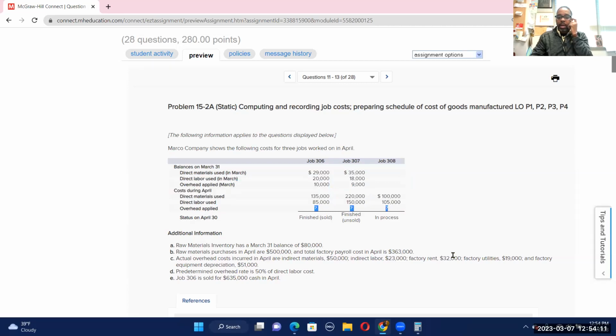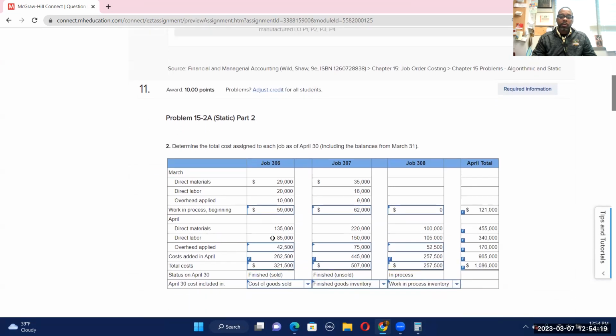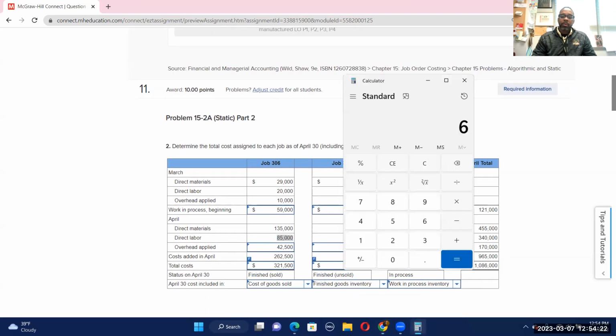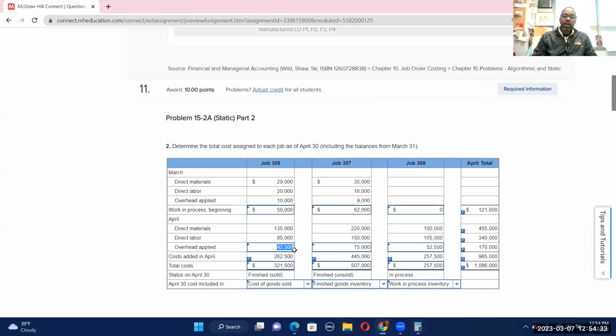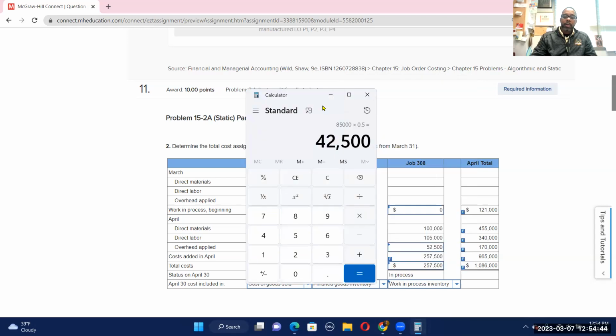You need to find the overhead. How do you find the overhead? Predetermined overhead is 50% of direct labor. As a result, you take the direct labor, bring up the calculator, 85,000, times that by 50%, and you get 42,500. So 42,500 for job 306. For job 307 is 75,000, and job 308 is 52,500. The direct labor, 105,000 times 50%, 52,500.